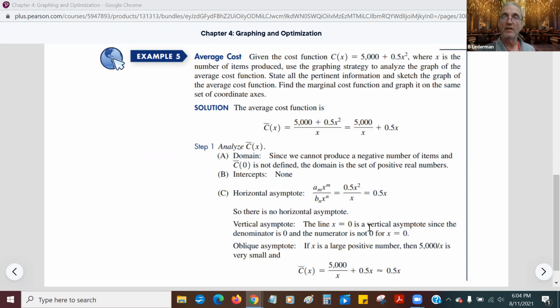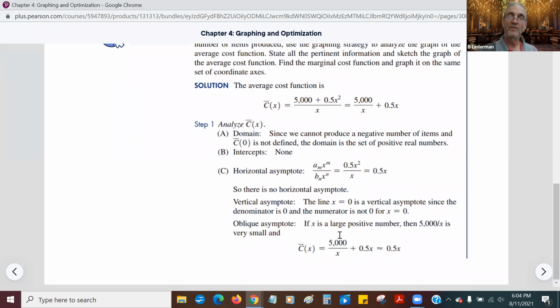And the vertical asymptote, x equals 0, is a vertical asymptote because the denominator is 0 and the numerator is not 0. If x equals 0, I get 5,000 over 0, so therefore I do have a vertical asymptote. There's also an oblique asymptote, because if x is a large positive number, then 5,000 over x becomes very small. It kind of disappears, and I'm left with 0.5x. Now y equals 0.5x, that's a straight line with a slope of 1/2 or 0.5. So that would be the oblique asymptote. It'll be asymptotic to that line, y equals 0.5x.